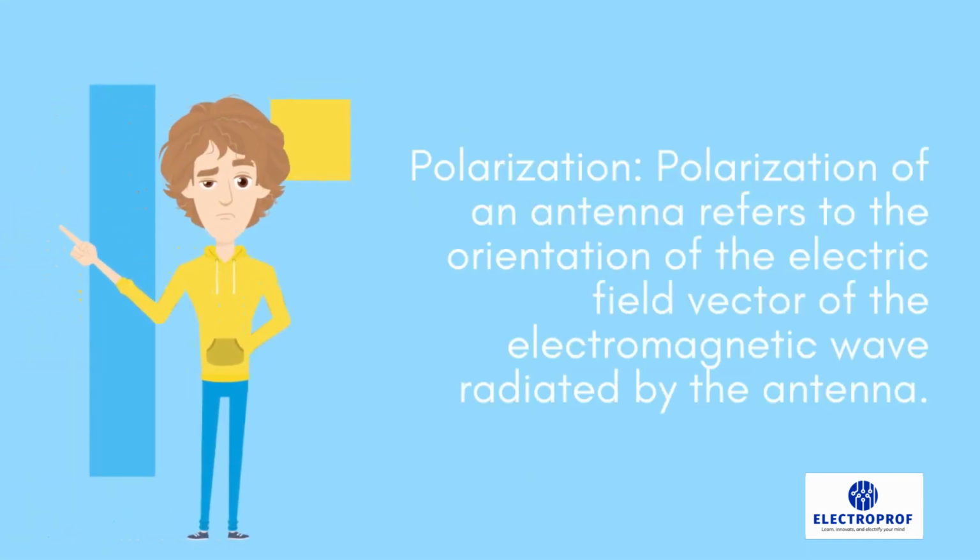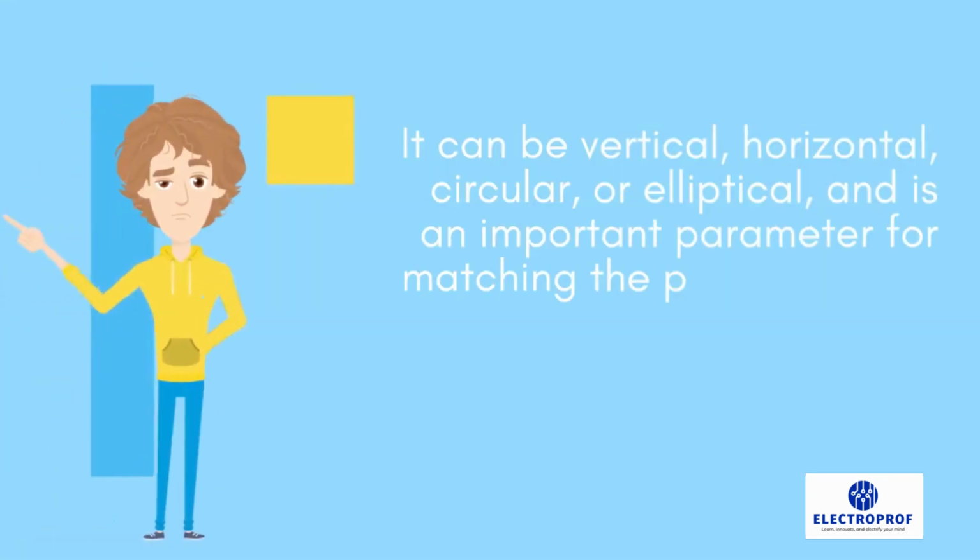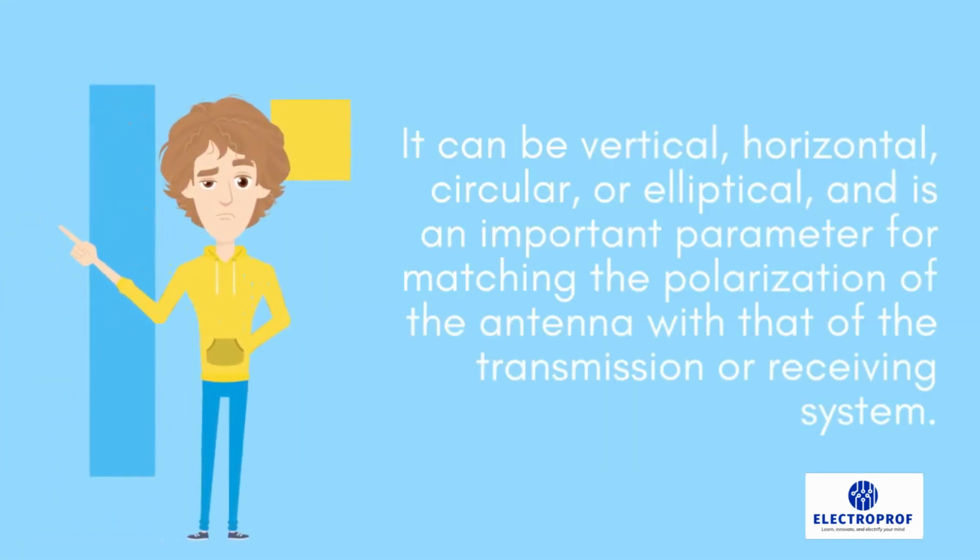Polarization. Polarization of an antenna refers to the orientation of the electric field vector of the electromagnetic wave radiated by the antenna. It can be vertical, horizontal, circular, or elliptical, and is an important parameter for matching the polarization of the antenna with that of the transmission or receiving system.